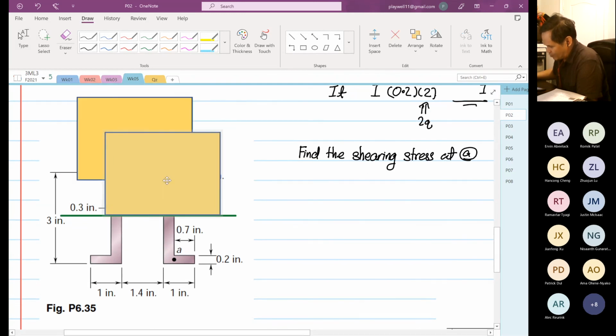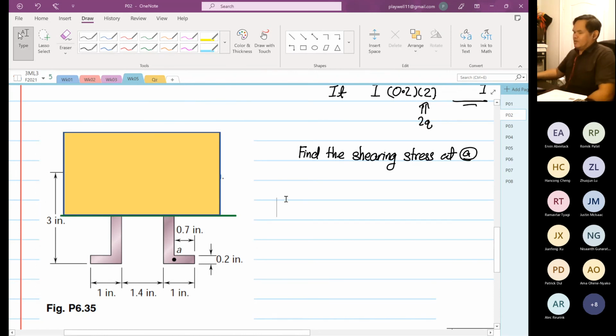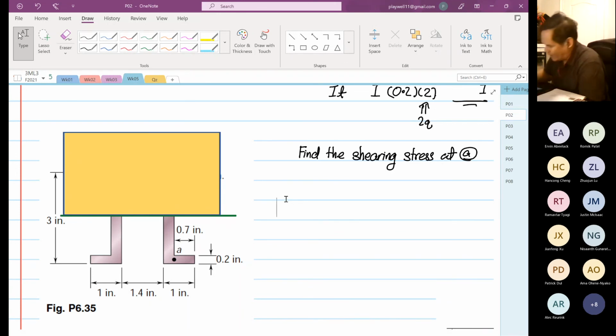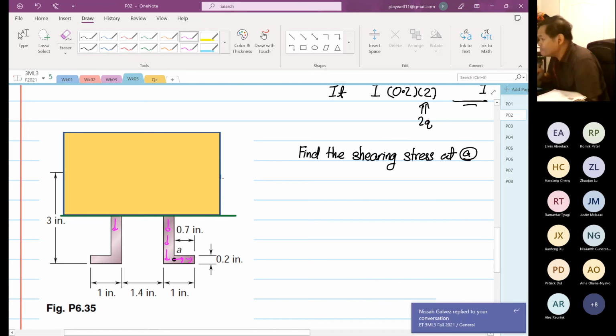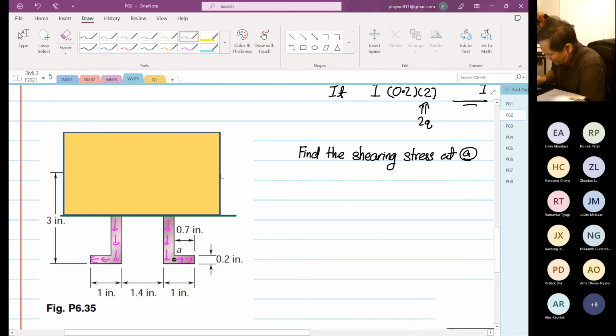So now I cover the top. Question for you: is this a box beam or a wide flange? So I'll still construct the shear flow. Wide flange. You're right. Yay, you got it. I'm most happy. So you know it is a wide flange.